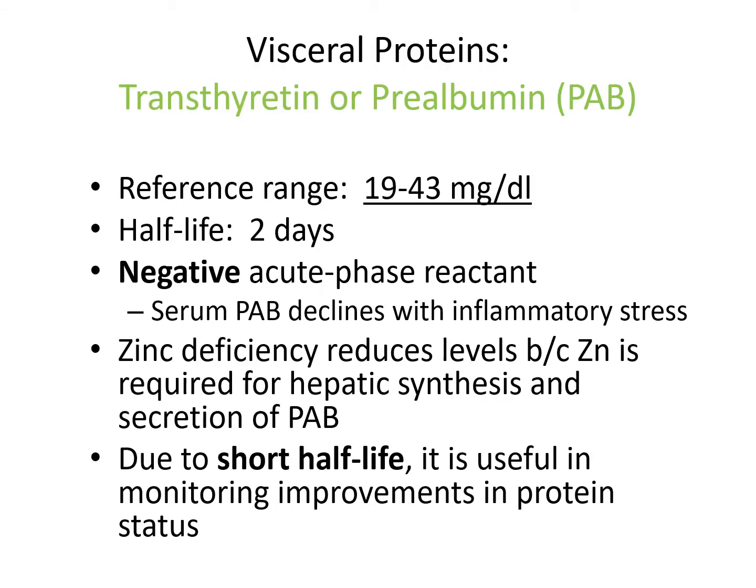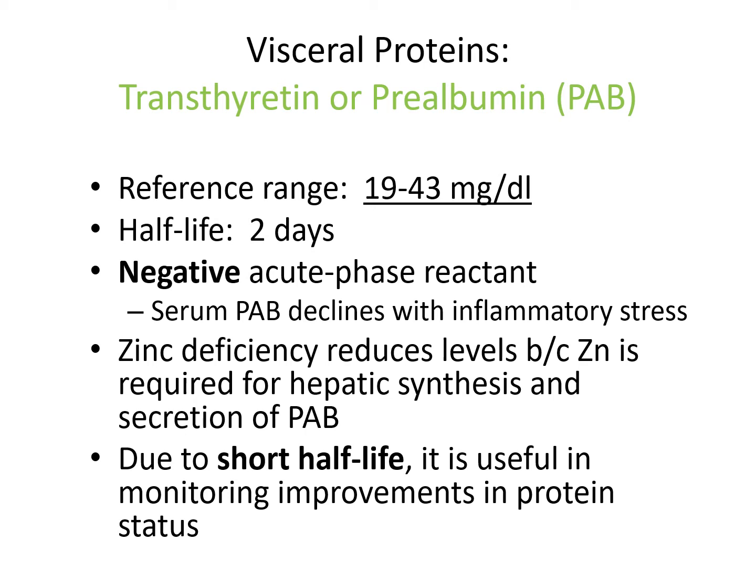Looking at prealbumin, with a reference range of 19 to 43 milligrams per deciliter, it has a half-life of 2 days. So again, whatever you did 2 days ago affects prealbumin. Now this is a negative acute phase reactant, so again it decreases in times of stress. And zinc deficiency reduces levels because zinc is required for liver synthesis and secretion of prealbumin.